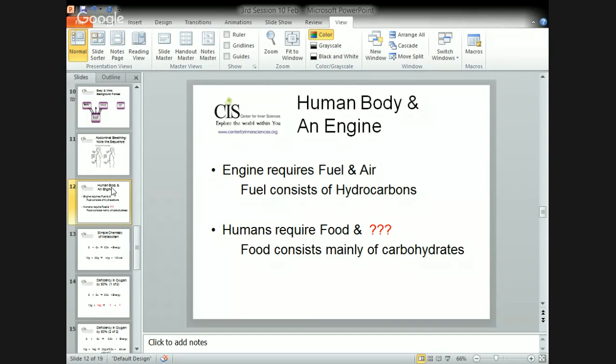An engine requires fuel and air, and we know the fuel consists of hydrocarbons, whether it is gasoline or diesel. They are complex hydrocarbon molecules with atoms of hydrogen and carbon embedded in them. You will see the nomenclature is very interesting.